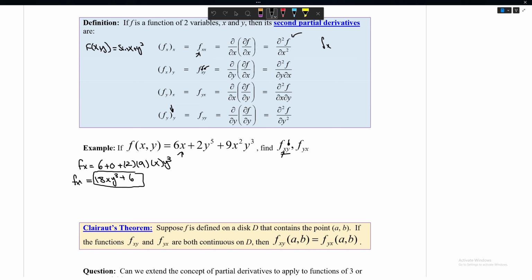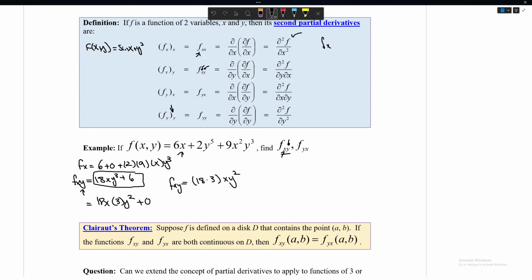So fxy is this derived in terms of y. So my 18 stays constant, my x stays constant because I'm deriving in terms of y. Then my 3 comes down, and my y becomes 2, plus this is a constant, goes to 0. So what is my solution? 18 times 3, 54 x y squared. And that is your fxy.